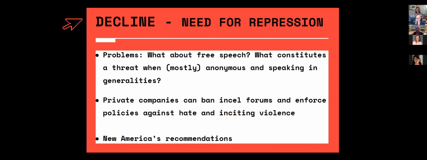Trying to repress the incel movement is a complicated task because of the movement's nature. It would be exhaustive of resources to locate and physically surveil those who make generalized threats, as many incels make empty threats to rile up one another. For most, their weapon of choice is their keyboard. There's also a gray area when it comes to citizens' rights, with questions about free speech and what constitutes a legitimate threat. Private companies have the authority to enforce policies against hate or inciting violence and monitor their own forums.